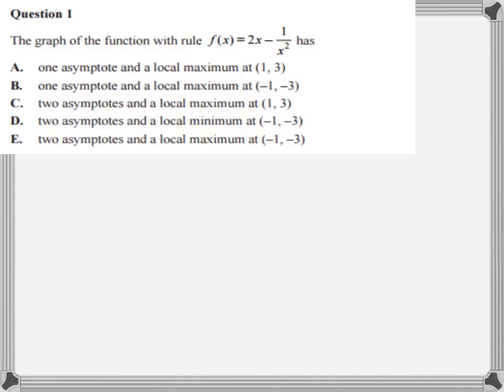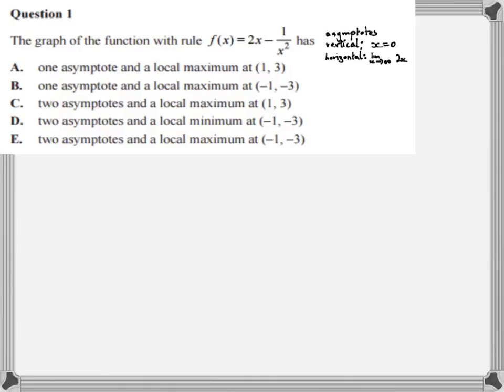Okay, next question. The graph of the function with the rule f of x equals 2x minus 1 on x squared has asymptotes or local minimums or maximums at a point. Right, so to find asymptotes of this function, that's the first thing we could look for. We can identify a vertical asymptote when the function is undefined. That is when the denominator goes to 0, and that occurs when x equals 0. Alright, so we've found one asymptote so far, but you've got to be careful because there could be another asymptote called a horizontal asymptote or a slant asymptote.